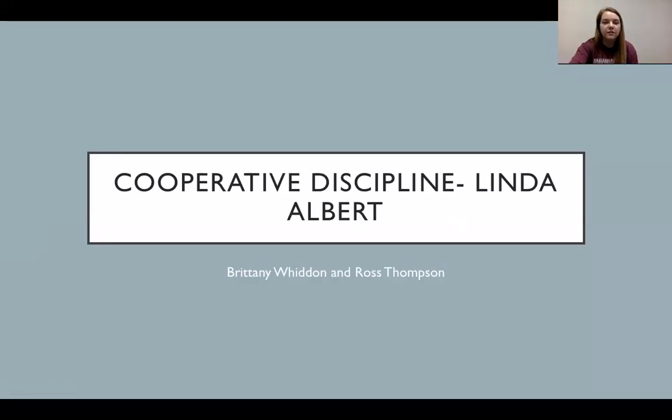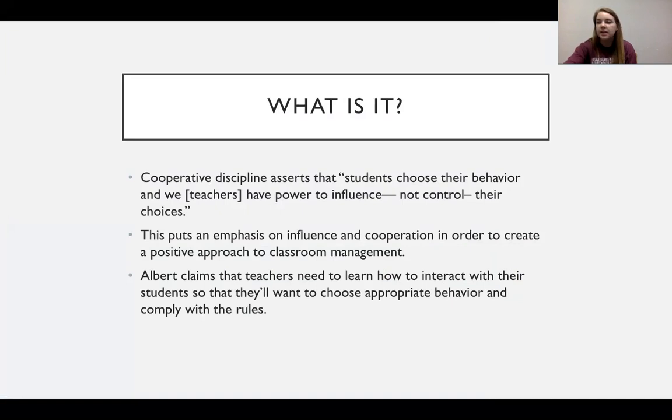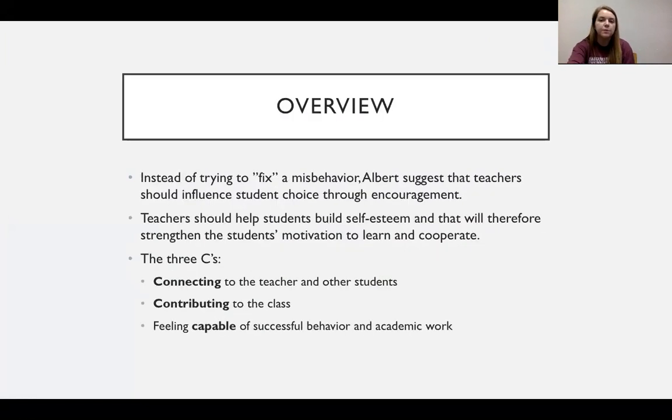I'm going to start us off talking about what it is and a few of the key points. Cooperative discipline asserts that students choose their behavior and that we as teachers have power to influence, not necessarily control, their choices. This puts an emphasis on cooperation in order to create a positive approach to classroom management. And Albert argues that we need to learn how to interact with students so that they'll want to choose the appropriate behavior rather than forcing them to choose the behavior and comply with rules.